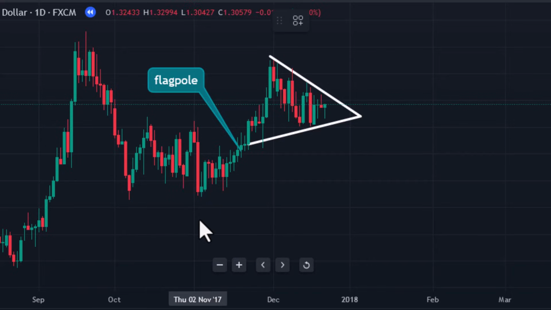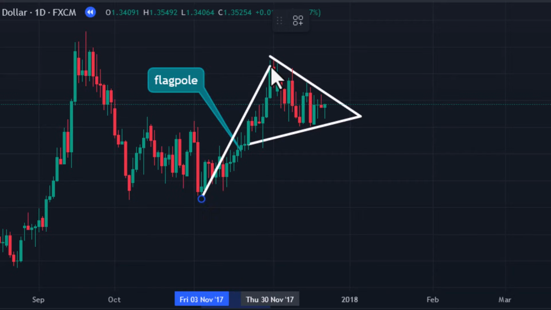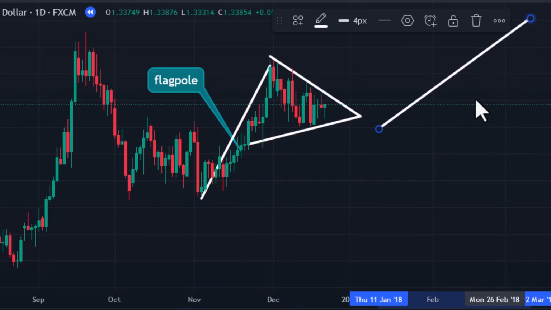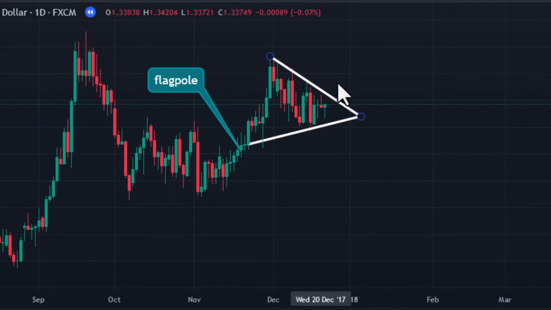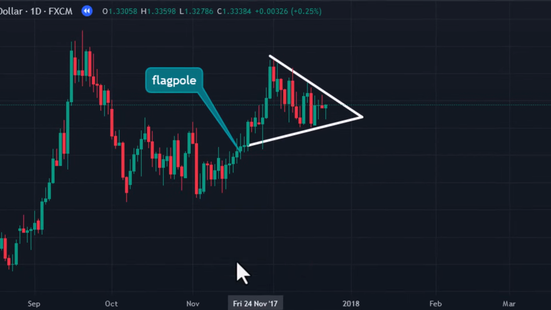So this is a pennant on British pound US dollar on the daily time frame. And as you can see, this is the flagpole. We have the flagpole and we have the pennant, which looks like a symmetrical triangle, but it's not a symmetrical triangle. It is much smaller. You can see how price has consolidated in this zone. So what price is waiting for is continuation of this uptrend. So we should be looking for a breakout to the upside. And for that to happen, we have to patiently wait.